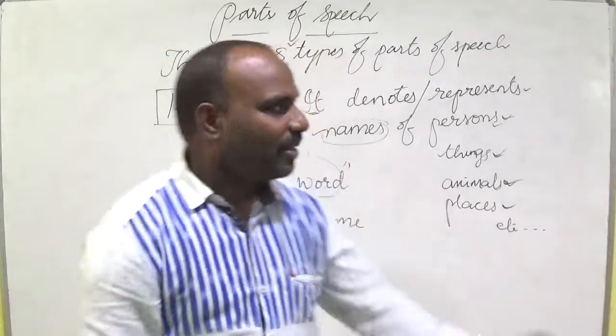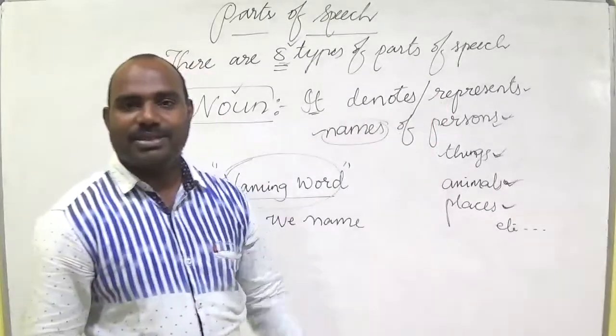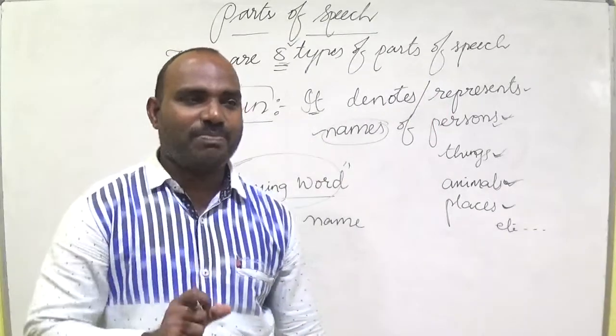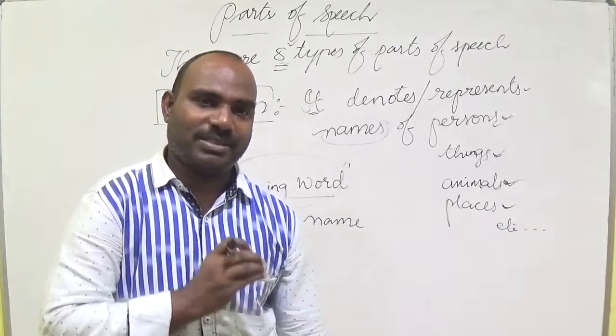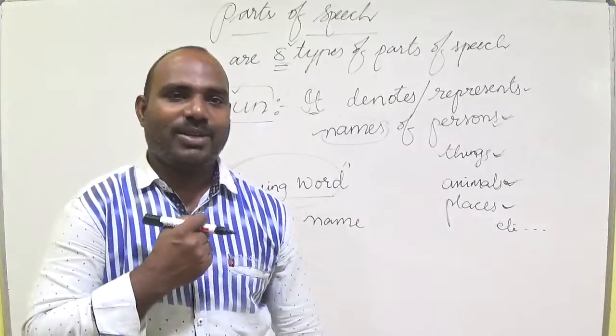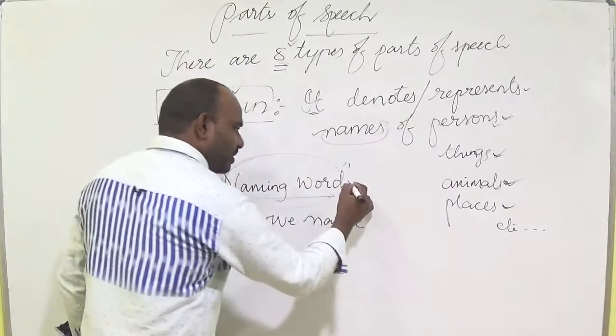Noun is a word, one of the 8 parts of speech. It represents or denotes names of people, things, places, animals, rivers, planets, continents, flowers, trees, etc. So that's why we simply call noun a naming word.